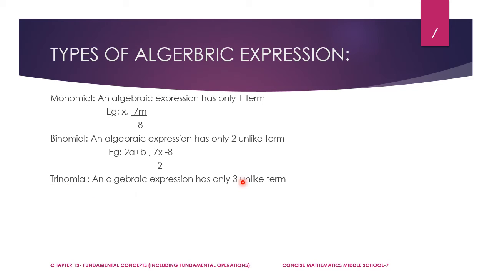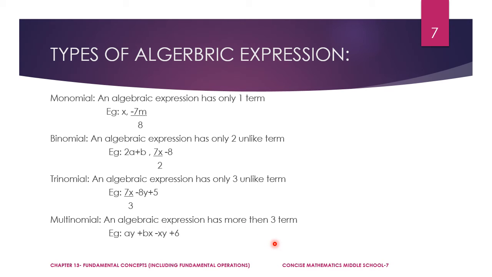Trinomial, an expression that has three unlike terms. So all three should be unlike terms. In our further slides, we can learn about these like and unlike terms. 7x divided by 3 minus 8y plus 5. Here we are having three terms, so it is a trinomial. Multinomial, it has more than 3. It may be 4, 5 or anything. It is called a multinomial.